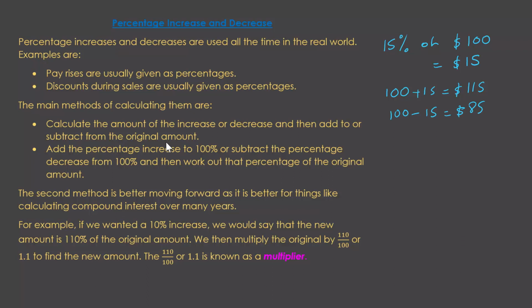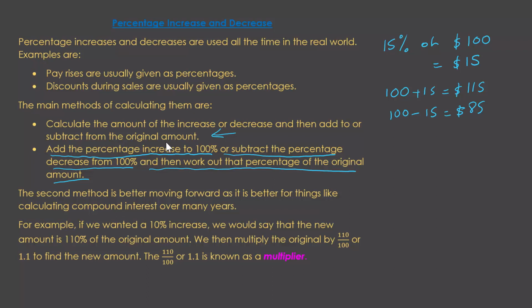So that's one way of doing it. It's not the most efficient way, but it's a way that students usually find easy to understand. The second way is to add the percentage increase to 100% or subtract the percentage decrease from 100% and then work out that percentage of the original amount.